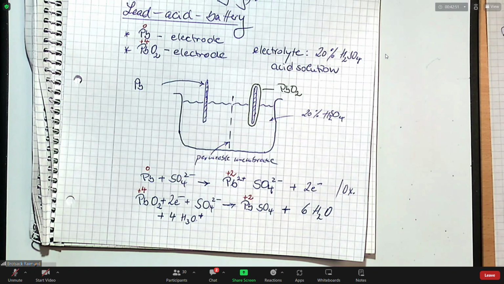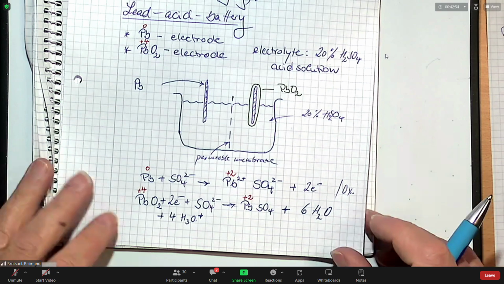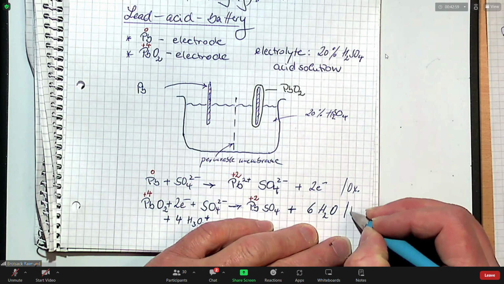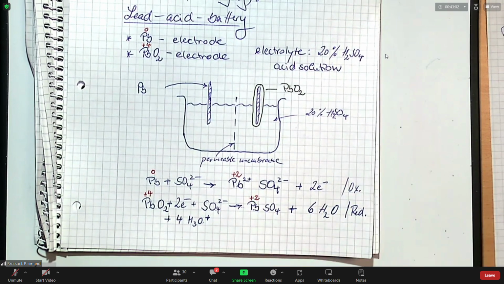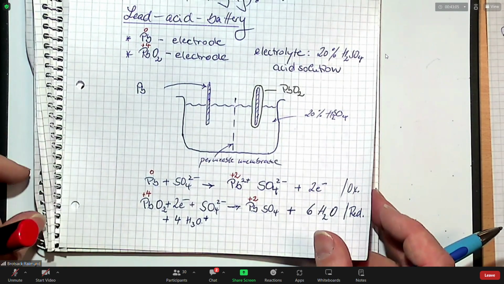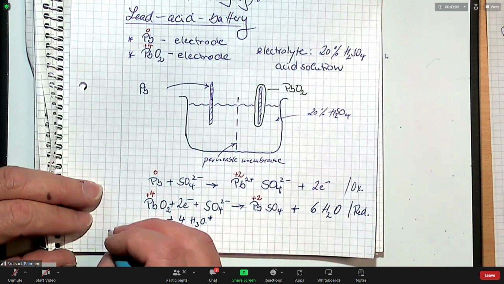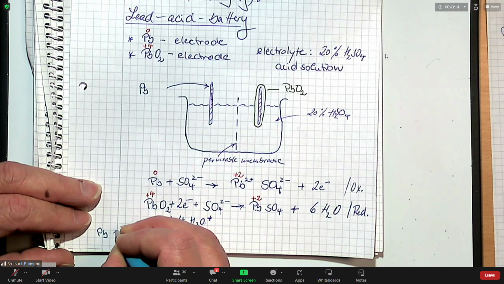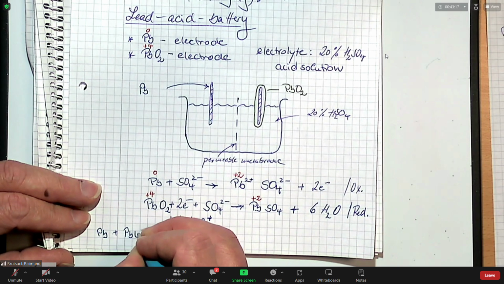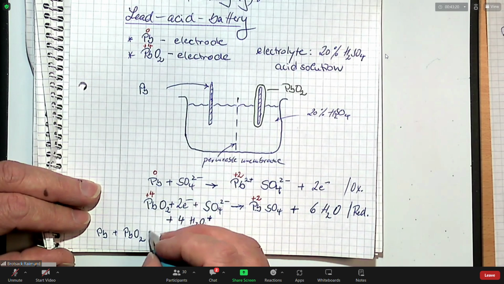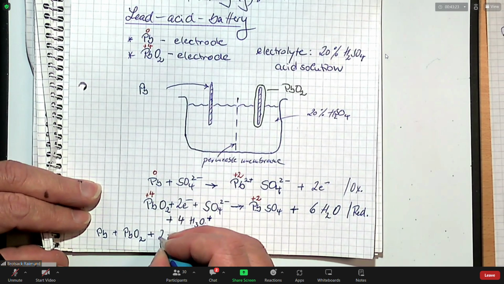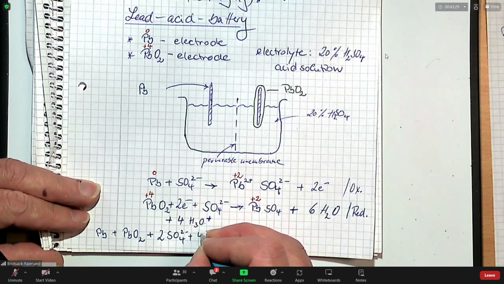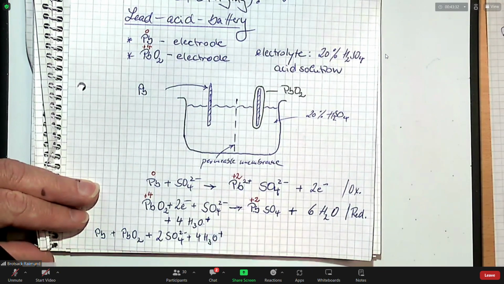Well, the overall redox reaction now: we have 2 electrons, okay, that is the reduction. So it's done. Now let's write it. Here I have lead elementary, and I have lead oxide, and I have 2 sulfate on the left side, 2 SO4 2-, and I have 4 H3O plus on the left side.